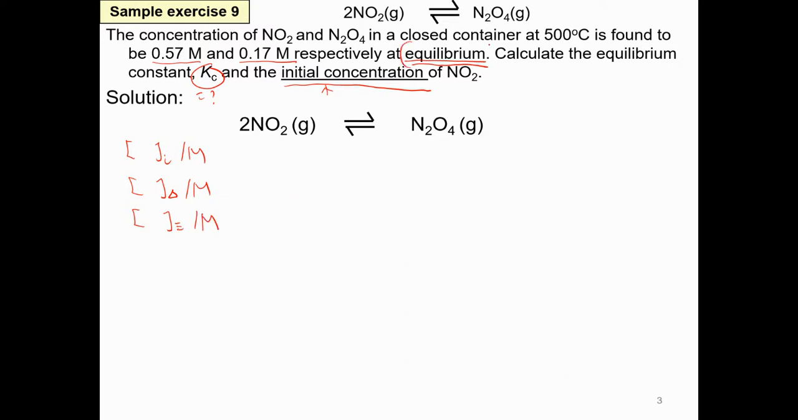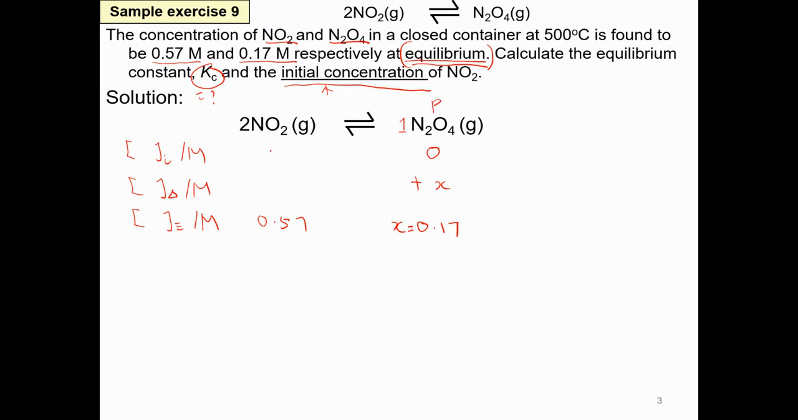Now let's do it one by one. Okay, it says that at equilibrium we have 0.57 NO2 and 0.17 N2O4. Now let's try to fill up the ICE table. Same thing again. This is product and nothing is mentioned about the product, so no product forms initially, so it's 0. And then when it starts to form, we put plus x because it's just 1 mole. Then finally we will have x. So we know that 0.17 means x equals 0.17.